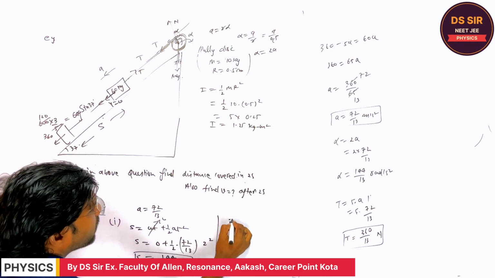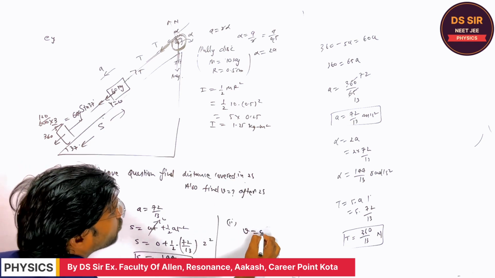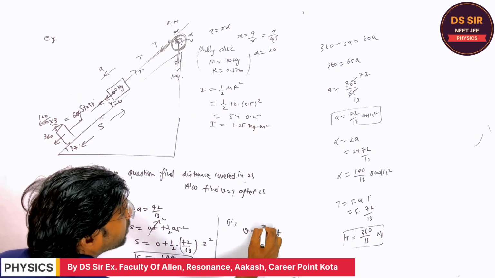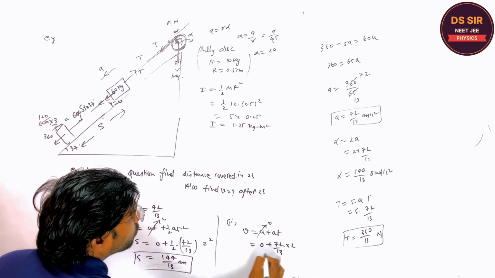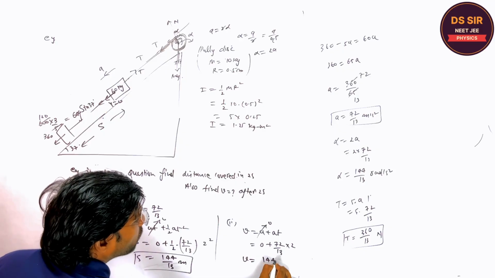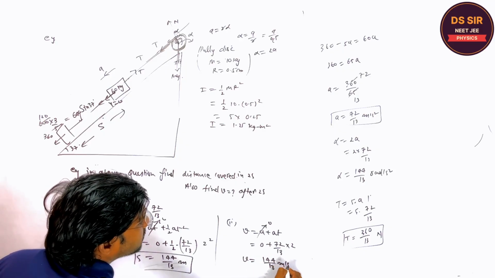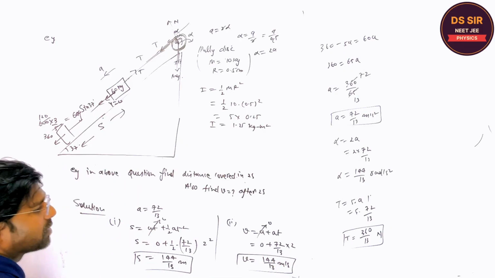And how to find the velocity after 2 seconds? V is equal to u plus at. That's the thing. Initial velocity is 0, acceleration is 72 upon 13 into 2. So velocity is 144 upon 13 meter per second. Is it clear or not, you?